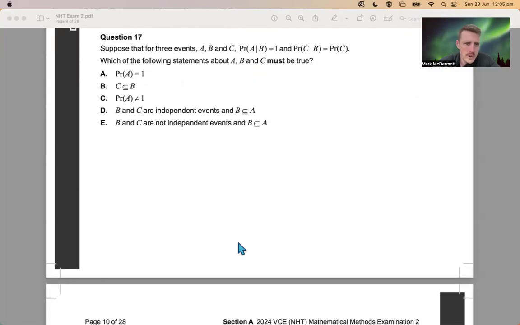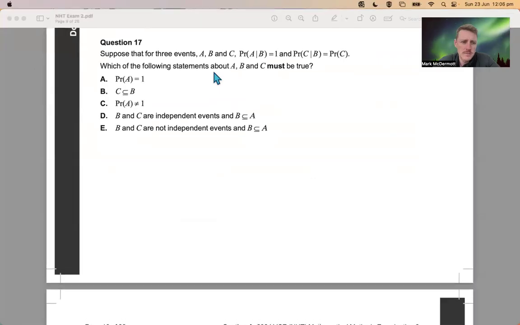Okay, suppose that for 3 events, A, B, and C, the probability of A given B equals 1, the probability of C given B equals the probability of C. Which of the following statements about A, B, and C must be true? Okay, we could say the following. We know a few things. We know that the probability of A given B equals the probability of A and B, this is just our conditional probability rule, over the probability of B. And we know that that equals 1 because it says it equals 1 here.